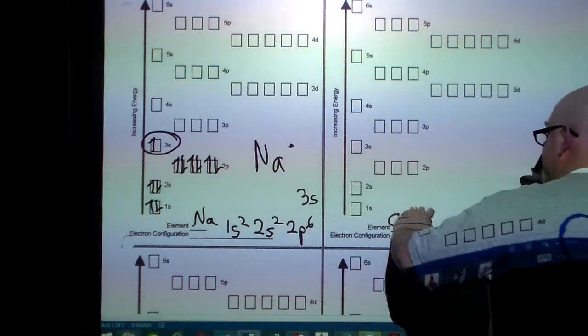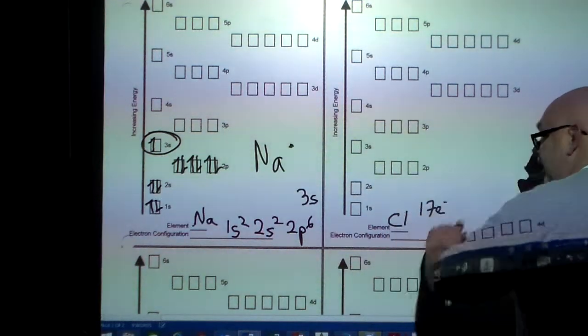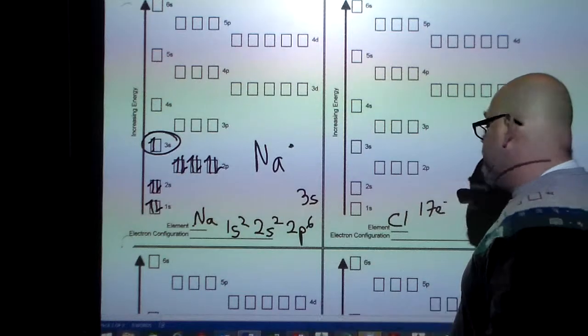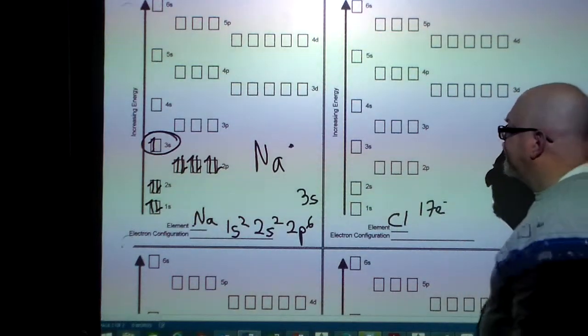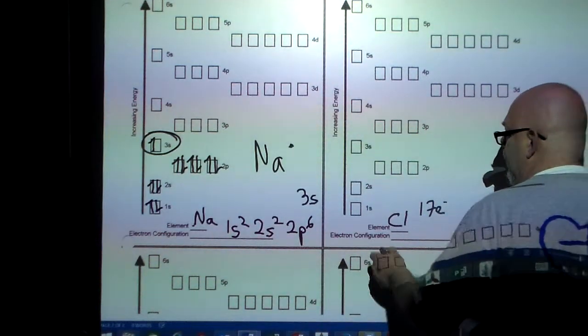Now chlorine has 17 electrons. We checked it out on the periodic chart. The atomic number is 17, okay? So here we go. 17.